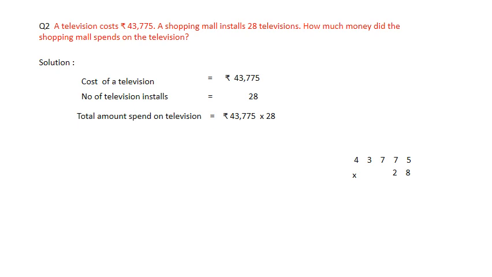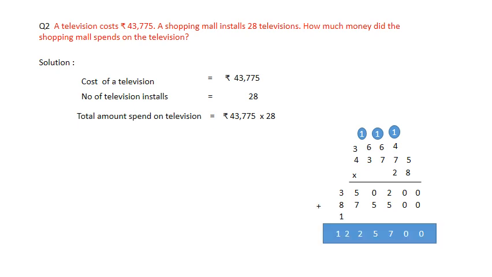First we are going to multiply by 8. 8 fives are 40, 8 sevens are 56, 56 plus 4 becomes 60, 8 sevens are 56, 56 plus 6 becomes 62, 8 threes are 24, 24 plus 6 is 30, 8 fours are 32, 32 plus 3 is 35. Then we'll multiply by 2. First we have written 0 here, and then we have added both, and after adding you are getting this answer.